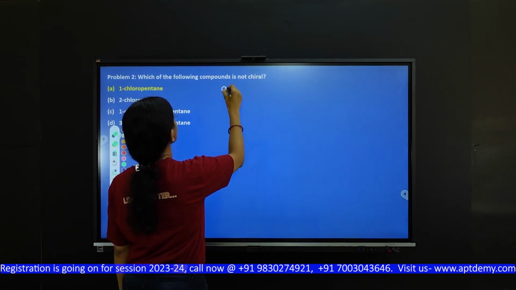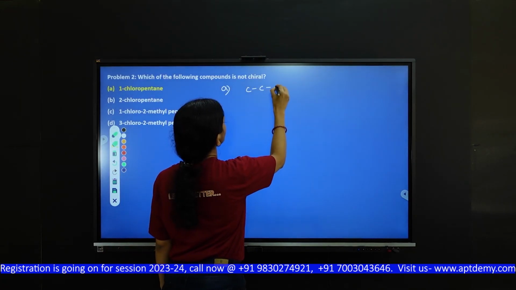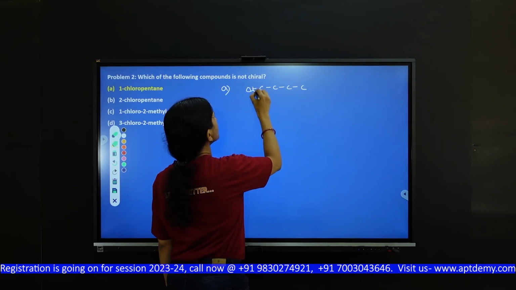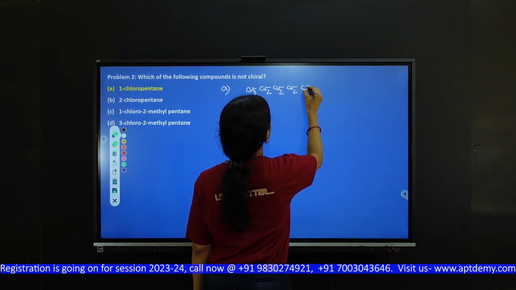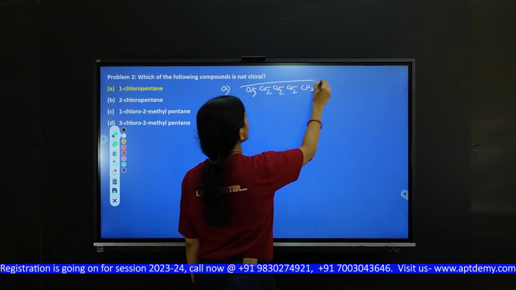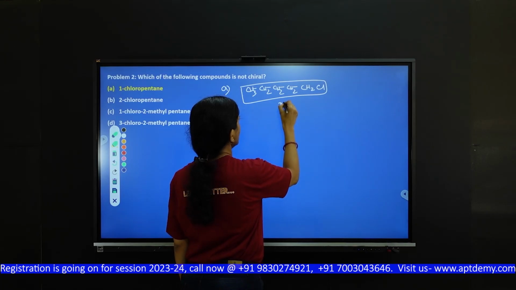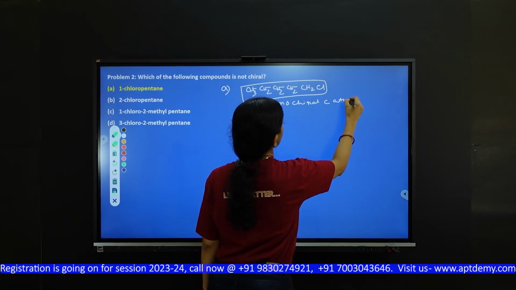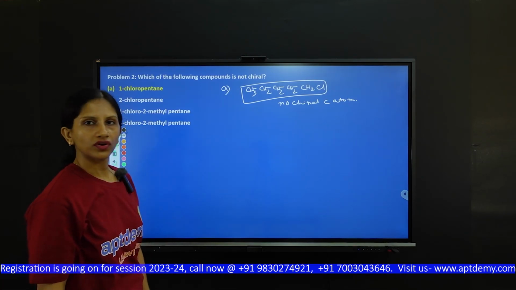Let's check A, 1-chloropentane. We have 5 carbon atoms in pentane: CH3, CH2, CH2, CH2, and here it will be CH2Cl because it is 1-chloropentane. From the structural point of view, we can say that it will have no chiral carbon atom in this molecule. So we can already say that this compound is not chiral.